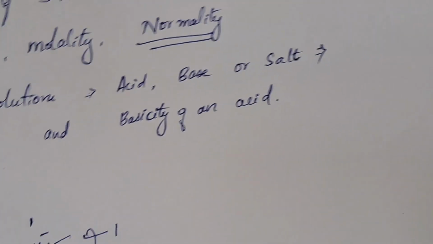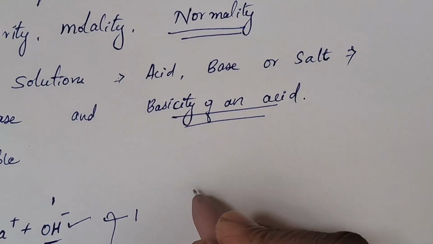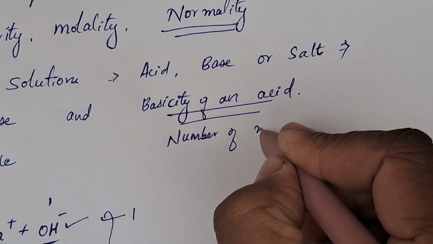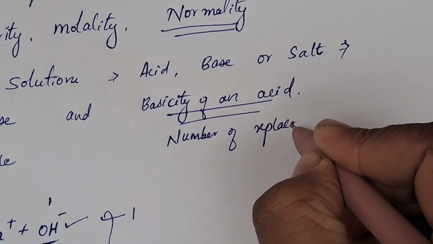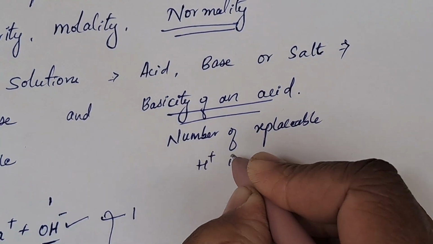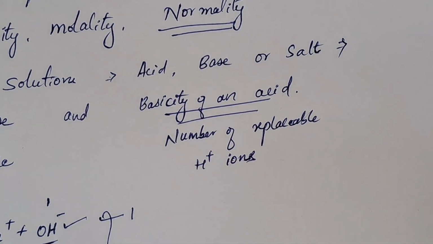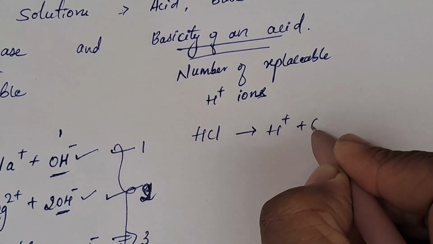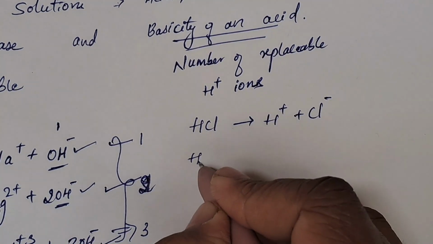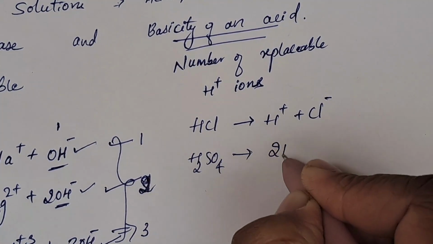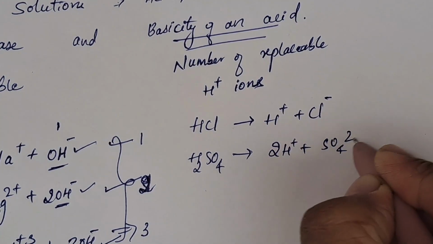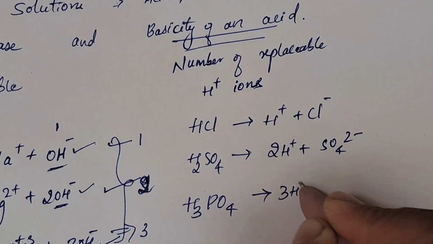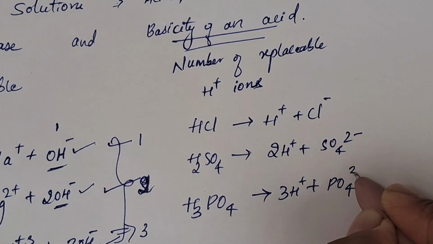Similar to acidity of bases, we also have basicity of an acid. That means the number of replaceable H+ ions or protons. Say for example, you have HCl. It will undergo dissociation to form H+ and Cl-. H2SO4 forms 2H+ and SO4 2-. In case of phosphoric acid, it forms 3H+ and PO4 3-.